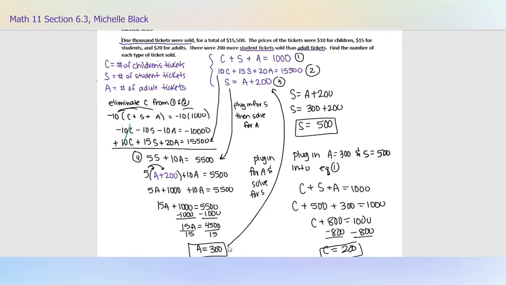Now that I know A, I can go back in and plug that into equation 3 and solve for S, which is how I got S equals 500. And then I took A and S and plugged them into equation 1, just leaving me with a C to solve for, which is where I got the 200.